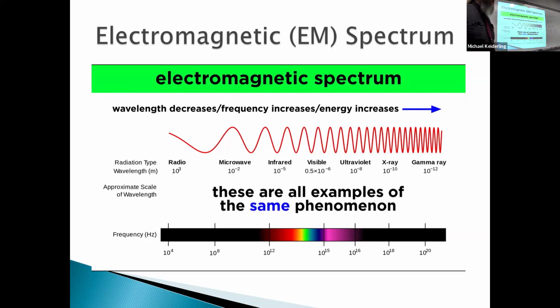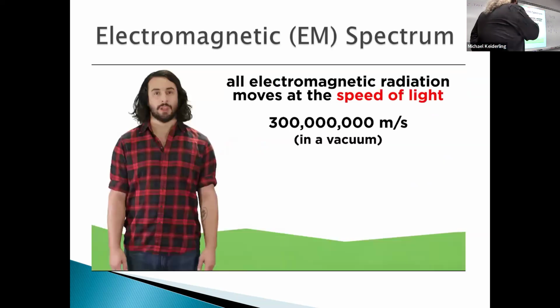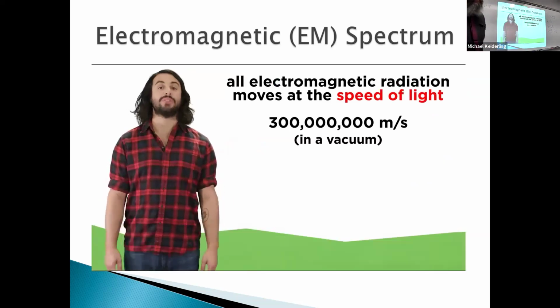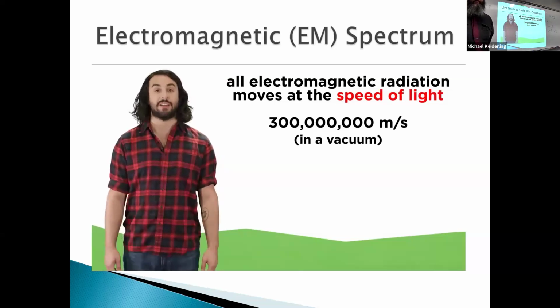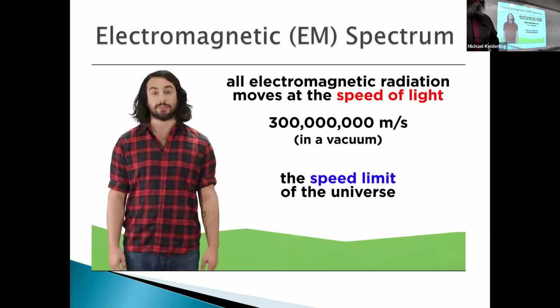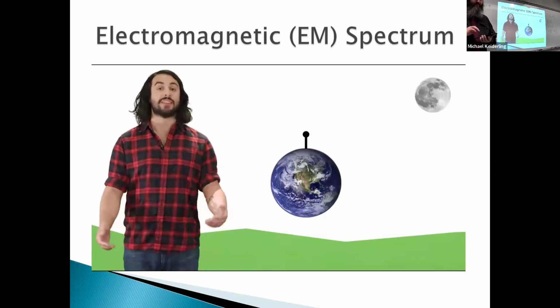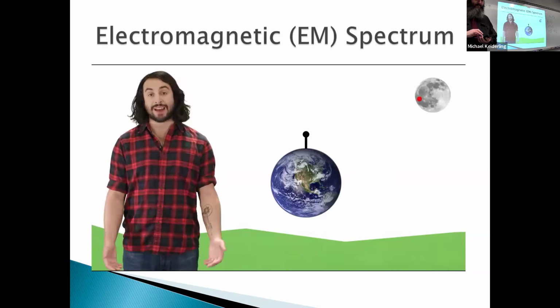They are just of different wavelengths. All electromagnetic radiation moves at the speed of light, which is about 300 million meters per second in a vacuum, the fastest speed possible in the universe. This is fast enough to get from here to the moon in about a second.